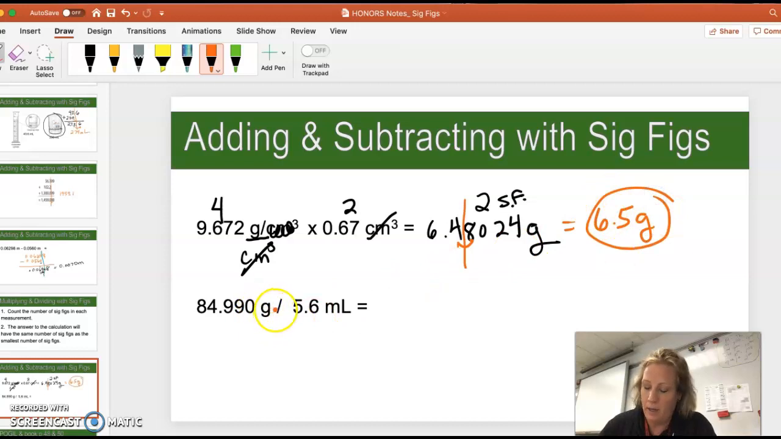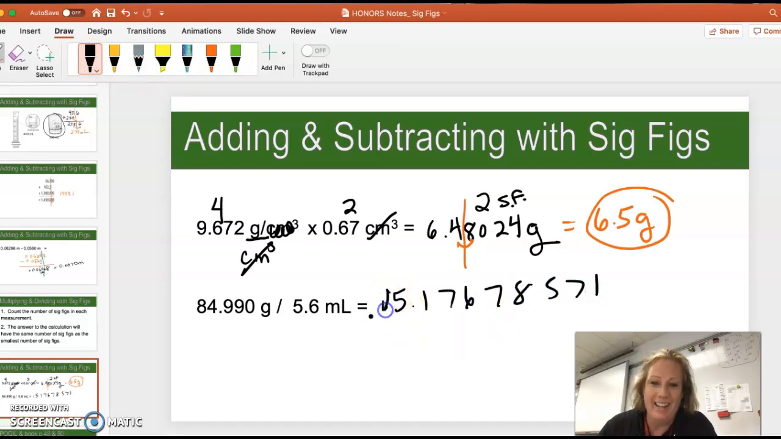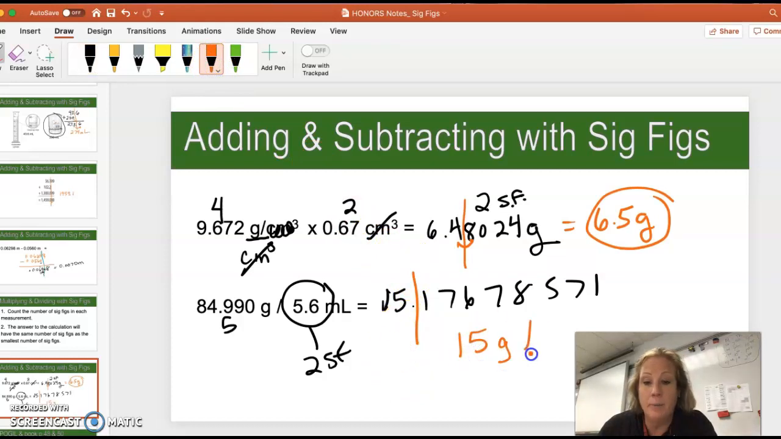This one here, my calculator is going to give me a lot of numbers. It's like 15.17678571. And I can only have 2 sig figs because of this measurement. This one has 5, but I go with the least. So 1, 2, cut. So my answer is just going to be 15. Unit's going to be grams per milliliter.